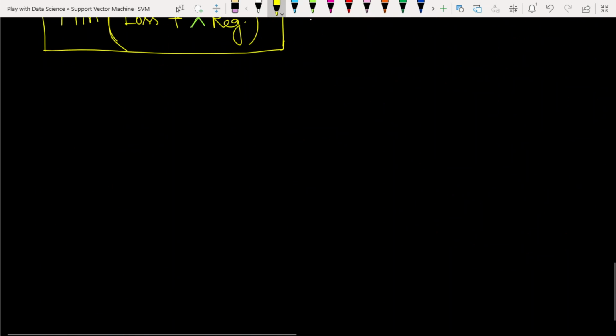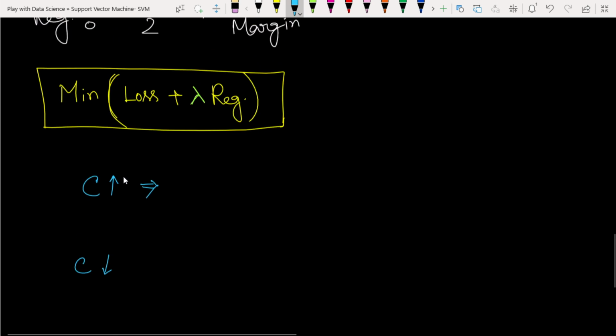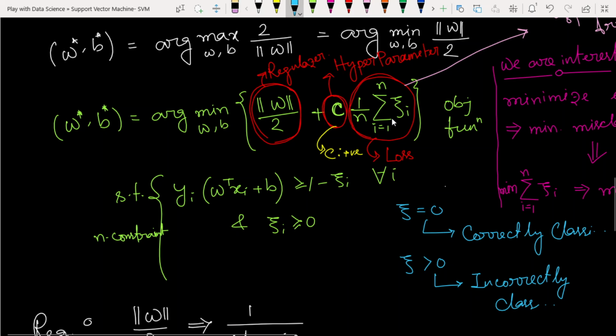Just see the objective one. Just see the relation of C. If we increase the value of C, then what happens? And if we decrease the value of C, then what happens? If we increase the value of C, then we are giving more importance to this part, the loss function. If we are giving more importance to this loss function, it means we are going to minimize this loss function more.